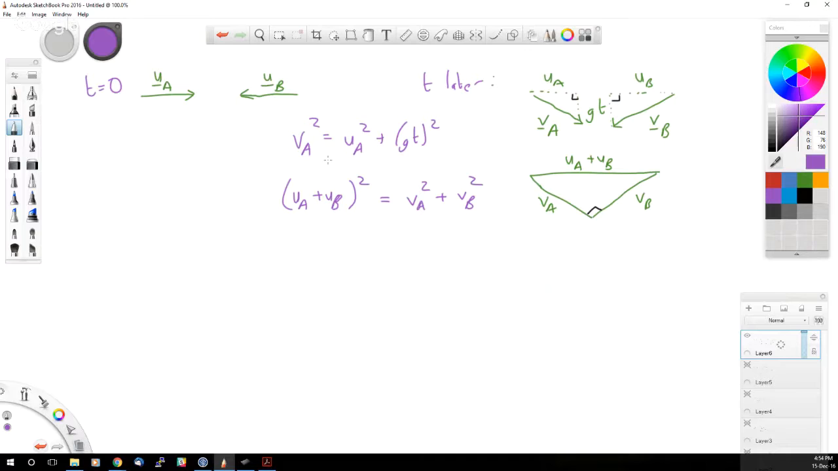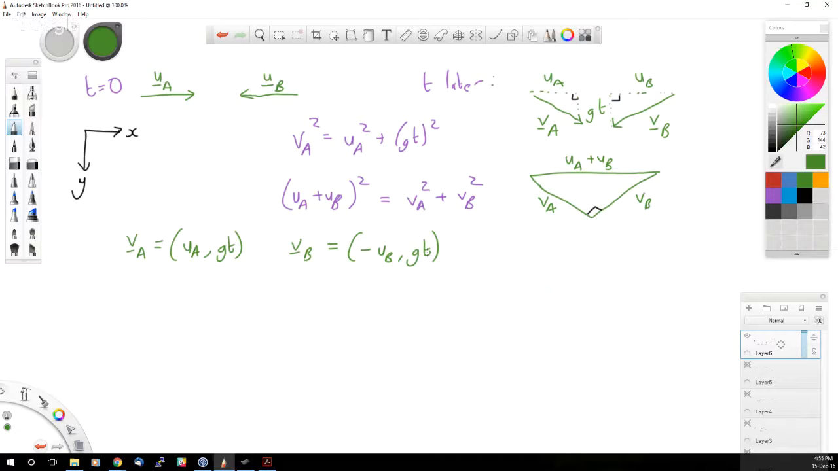The other way we can do this is algebraically using vector notation. So we can say that VA is equal to UA in the positive x direction. I should actually define my positive directions. Again, I'll do down as positive for y. So VA is UA in the x direction and gt in the y direction. And over here, velocity VB is minus UB in the x direction because it's moving in the opposite direction to the positive x direction. But again, gt in the y direction.